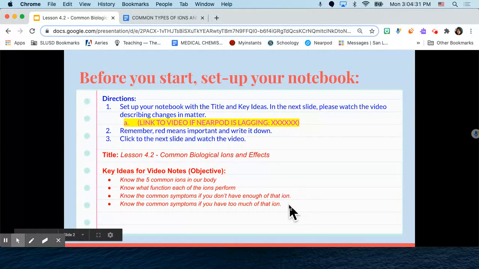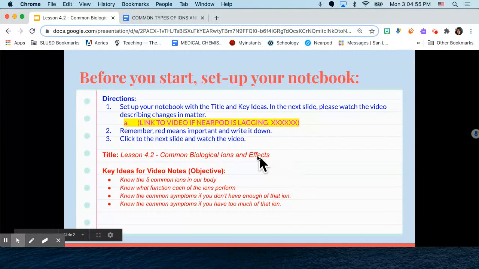And what are some symptoms we might experience if we have too much or a high concentration of that ion? And for practice problems, I'm going to give you a patient with a series of symptoms, and you're going to have to let me know which ion they might have too much or too little of.